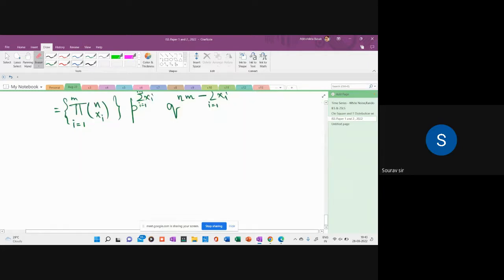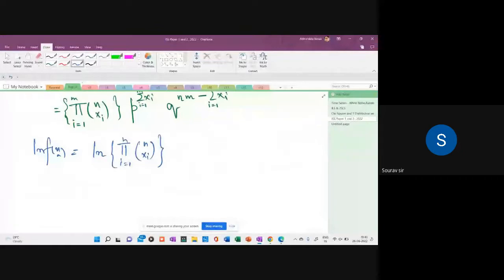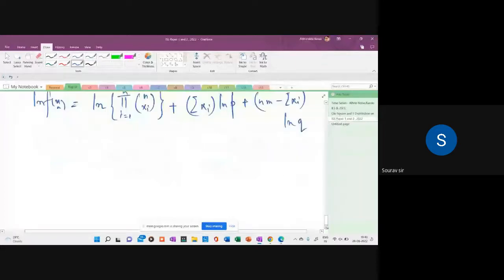Now what am I going to do? I am going to take the derivative of this particular distribution, after taking the log. So let me take the log. Ln of f(x) is going to give me the log of the product of nCxi, and log ABC is log A plus log B plus log C, plus summation xi into log p, plus nm minus summation xi into log q. Q means 1 minus p, so we have q.